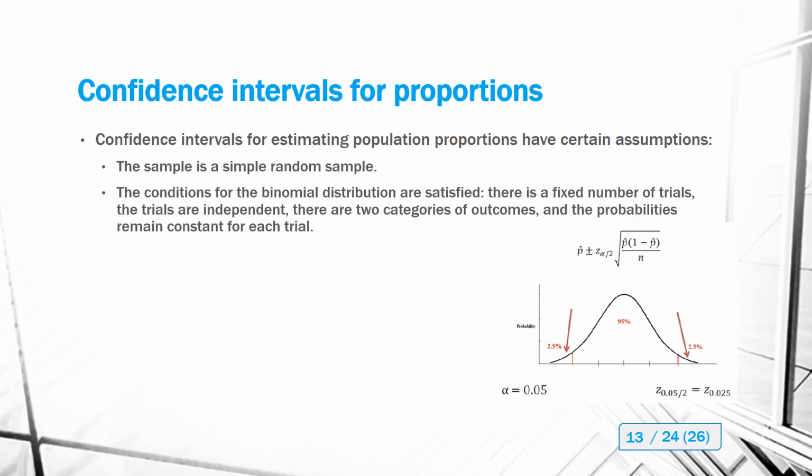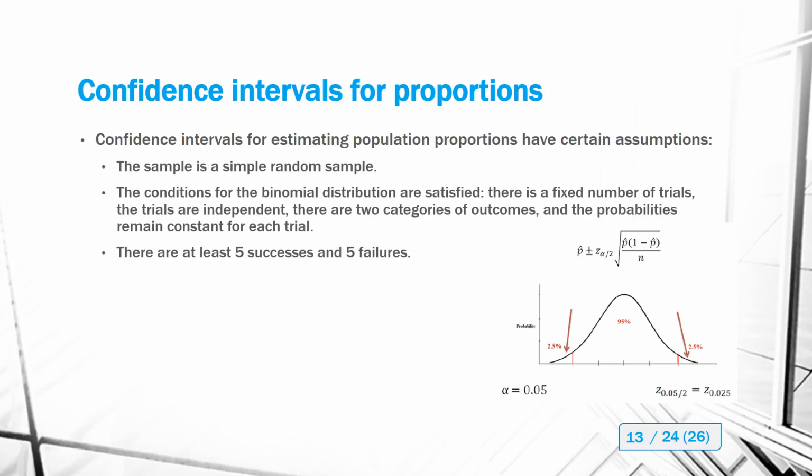The next assumption that we make is that we're meeting the conditions for the binomial distribution. So if you think back, remember chapter 5 where we talked about binomial distribution. There's a fixed number of trials. The trials are independent. There's 2 categories of outcomes, success and failure, and the probabilities remain constant for each trial. Probabilities of success and failure.